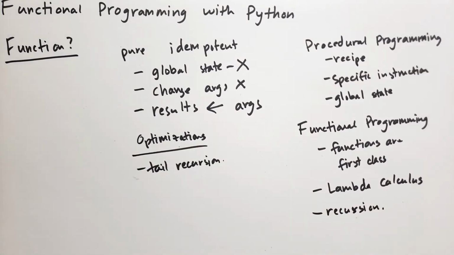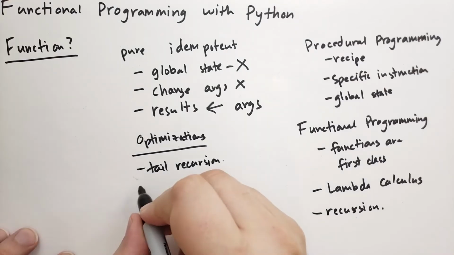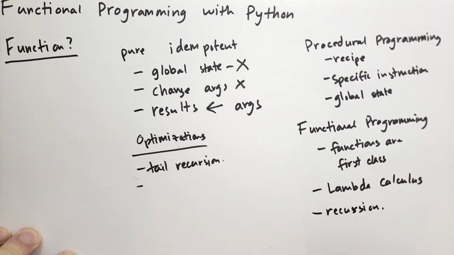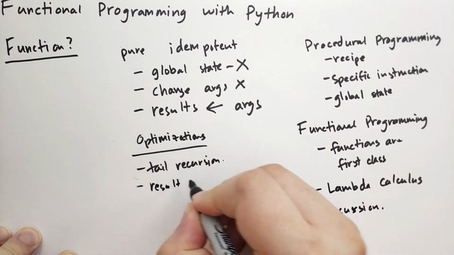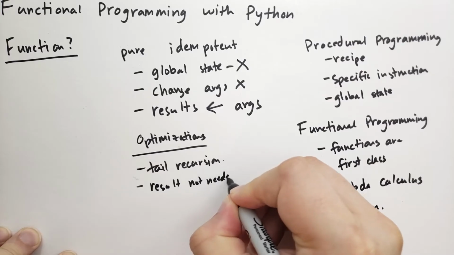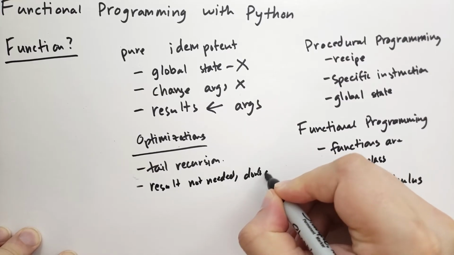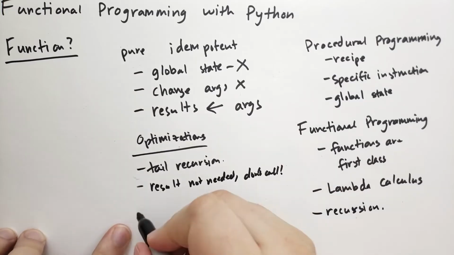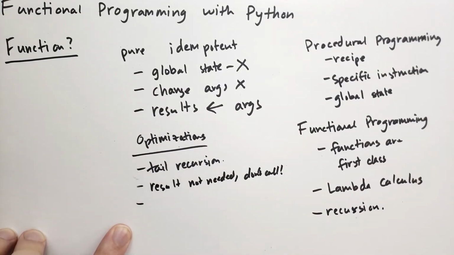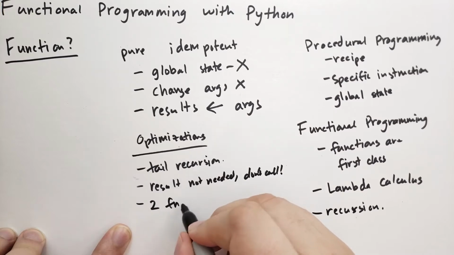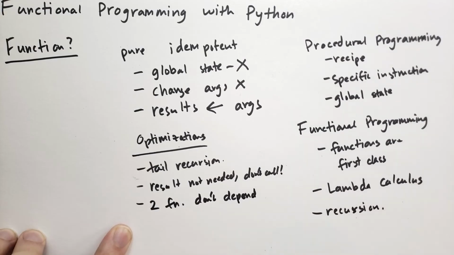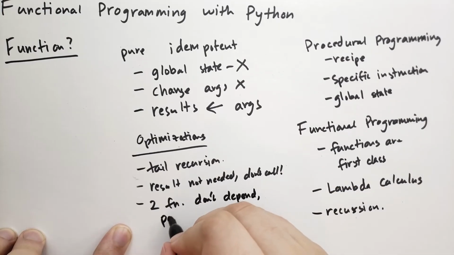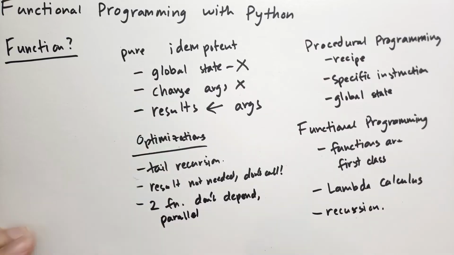Tail recursion is one optimization. Another optimization is that it can refuse to call functions if the result isn't needed. So if the result is not needed, don't call. Okay. And another optimization is that if two functions don't depend on each other, so like the result of function A is not used for function B, then you can do it in parallel. You can run A and B, A then B, or B then A, or you can run them at the same time.